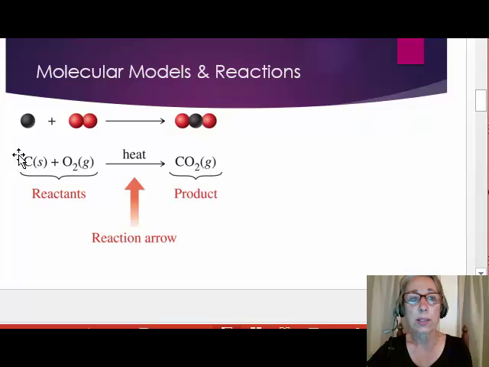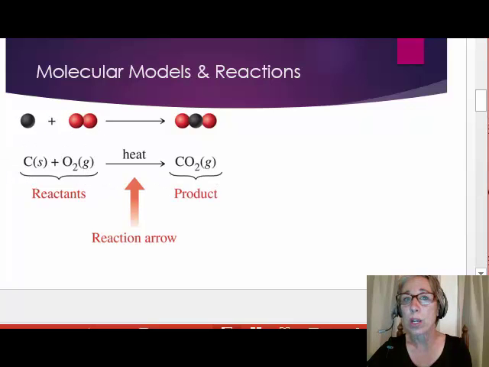Above the chemical formulas, we have our model. Above C is a black sphere, which represents an atom of carbon. Above the chemical formula for oxygen, we have two red spheres stuck together, which is a model of molecular oxygen. And on the right of the arrow, we have a red sphere connected to a black sphere connected to a red sphere, which is a molecular model of carbon dioxide. In chemistry, a black sphere always represents a carbon atom, while a red sphere always represents an oxygen atom.